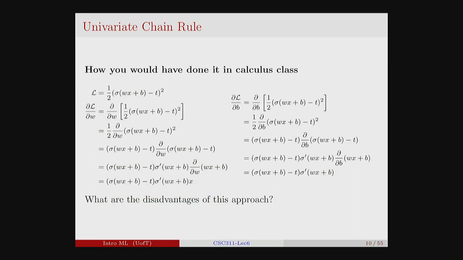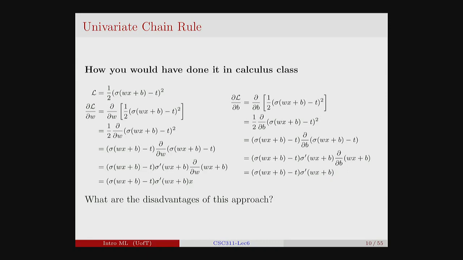But now, it's not just w we care about getting gradients with respect to, it's also b, the bias. So what we're going to do is go back and evaluate gradients with respect to b. And we'll follow many of the same steps until we get to this last line here, where the only difference is that the derivative of this quantity with respect to b is a 1 rather than an x.